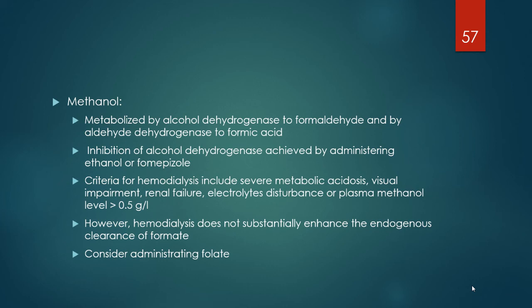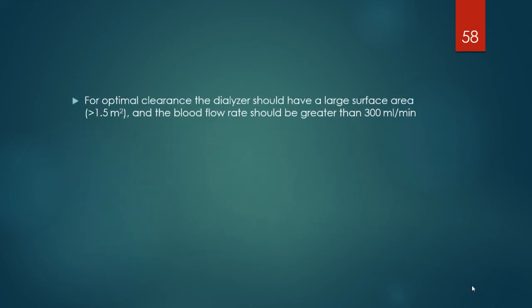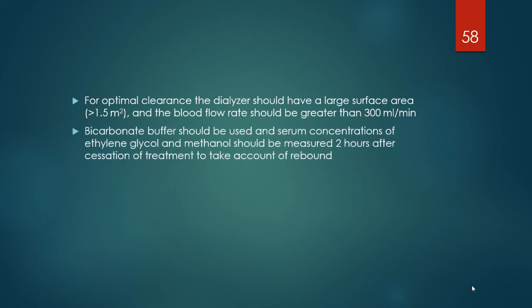So you're going to find this sometimes recommended. Consider giving folate. For optimal clearance, the dialyzer should have a large surface area, and the blood flow should be greater than 300. So just to let you guys know, our SLED machines are 60 cc per minute. I'm not saying that it cannot be ordered, but for 300 we need at least hemodialysis or CVVH.